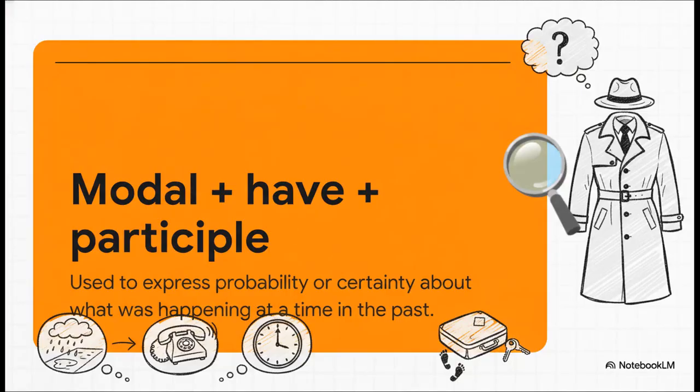And here it is, the secret formula for all our detective work. It's a pretty simple three-part structure. First, you pick a modal verb, words like must, may, or couldn't. Then you always add the word have. And finally, you tack on the participle form of the main verb, like rained, been ringing, or left. This combination is the key. It's what tells everyone you're making a calculated guess about the past.